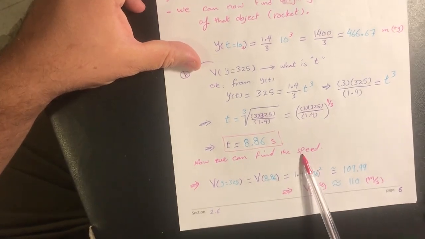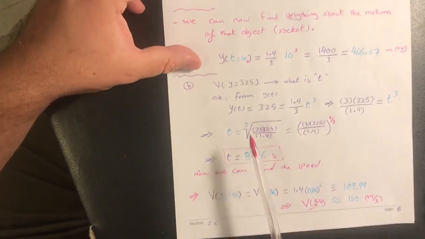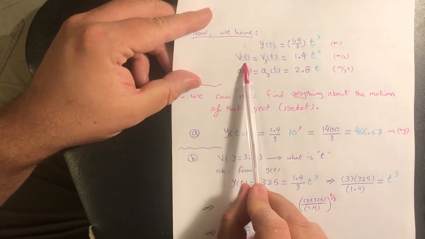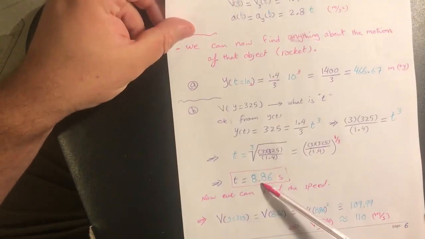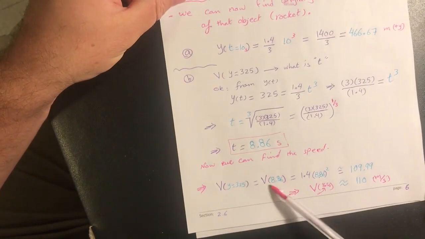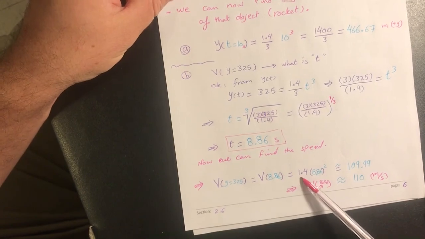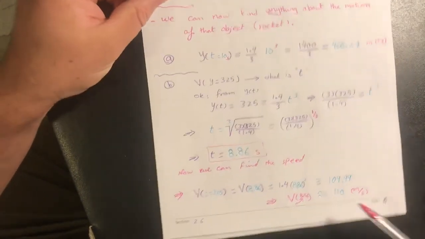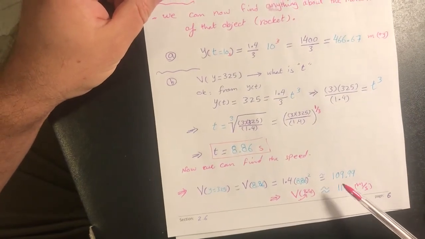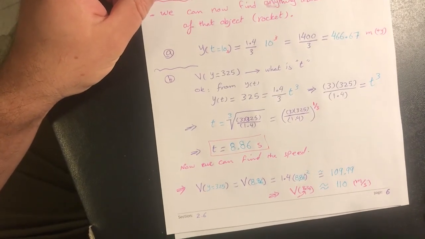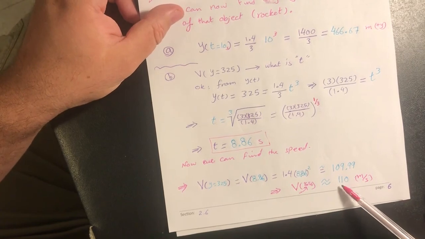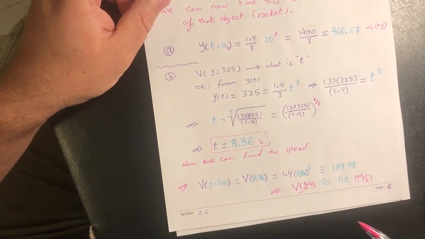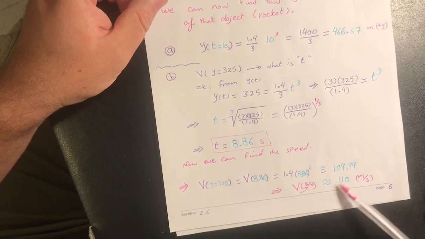Now we can find the speed. We need to use this t in the v function. We need to put 8.86 in the v function. It will be equal to 1.4 multiplied by this value squared, which is 109.99, approximately 110 meters per second upward, because it is a positive value.